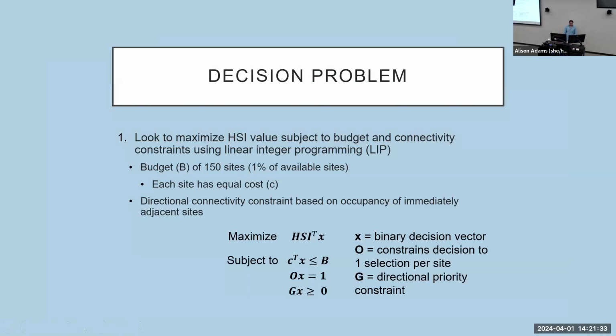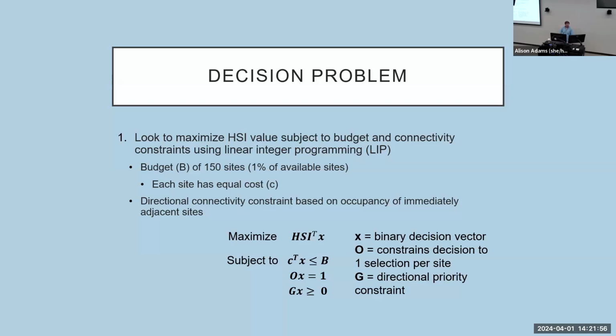Then, framing the decision problem as a maximum set coverage problem, what we look to do is maximize our HSI values subject to budget and connectivity constraints. And I do this using linear integer programming. Here I have a budget of 150 sites, which is roughly 1% of the total sites, and each site has an equal cost. Essentially saying, choose the 150 best sites based off these HSI values.